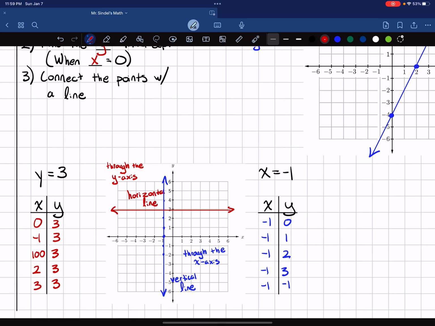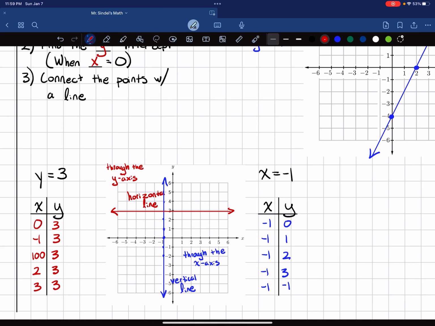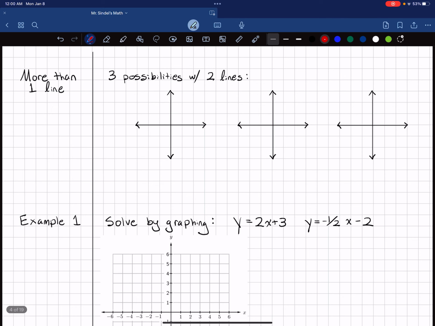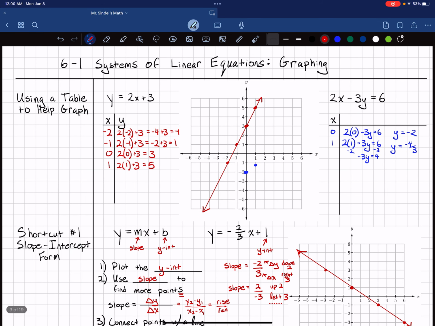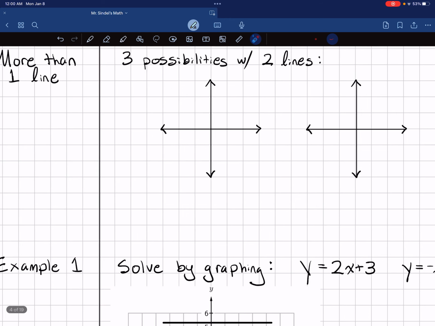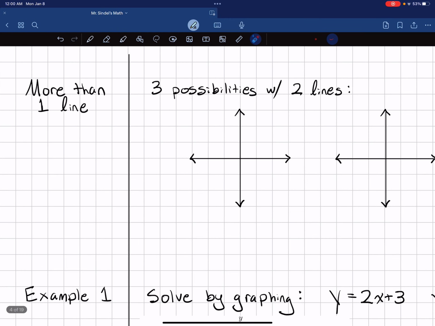All right. So that concludes all of the review. Let's move into the new stuff. So when we're doing our lesson day, remember what the title is. It's a system. A system just means more than one. In general, we're just talking about 2 lines. So if we have 2 lines, there's only 3 different things that can happen. There's 3 possibilities.